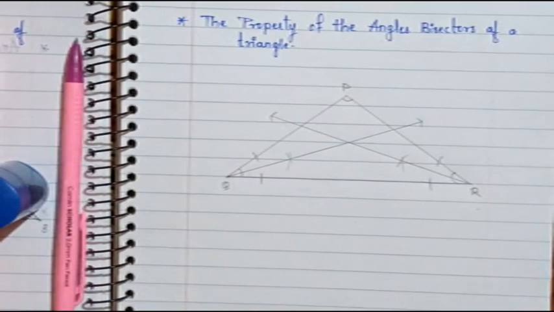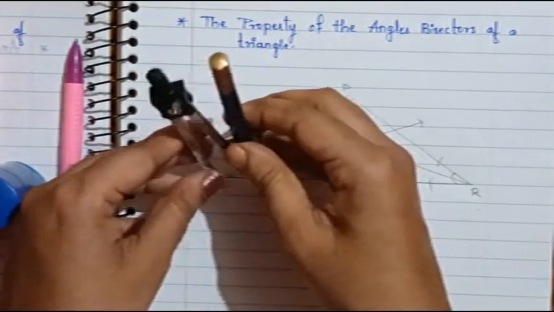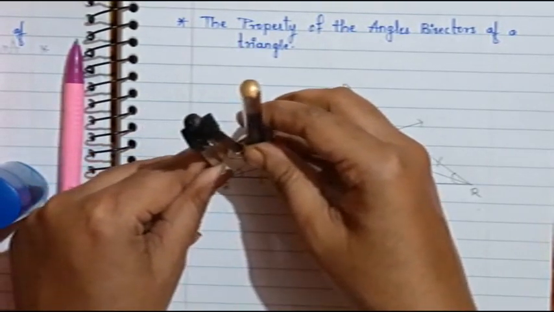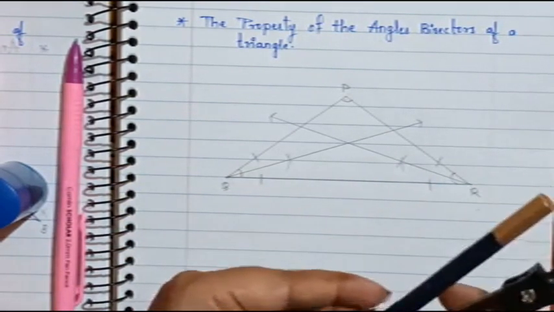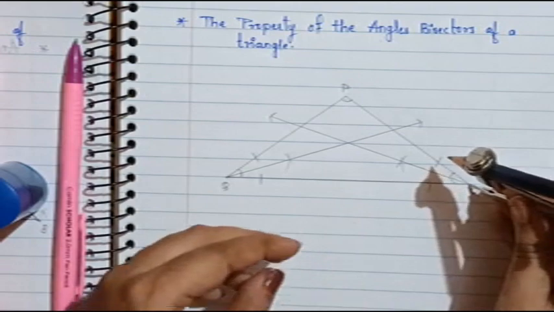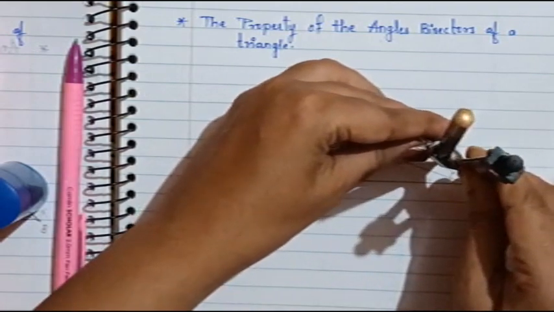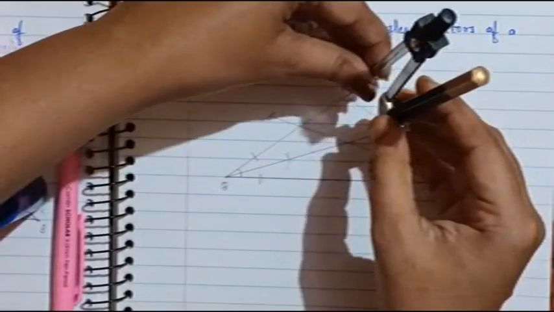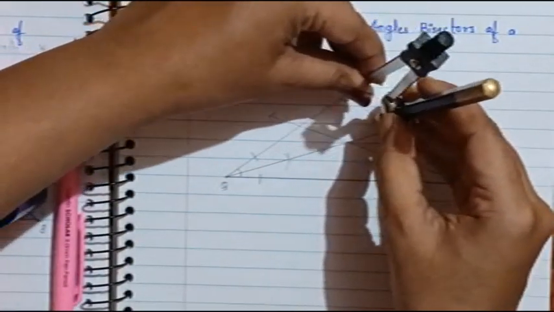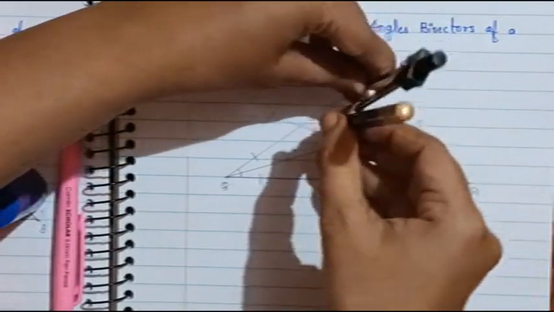So again, students, we are going to take the same distance. From point Q, you will check the distance, it is the same. From point R, you will check the distance. It is the same. Okay. Now we'll place it on point P and then we'll draw the arc.